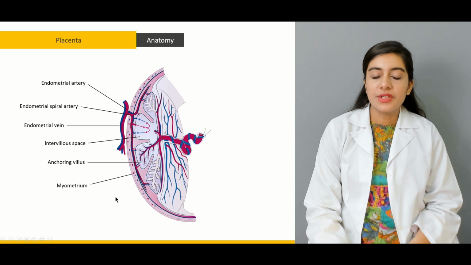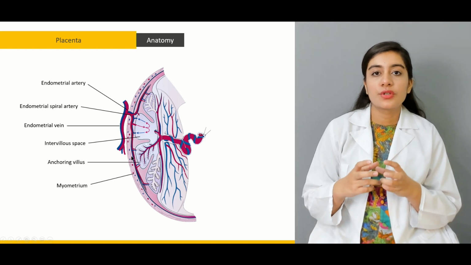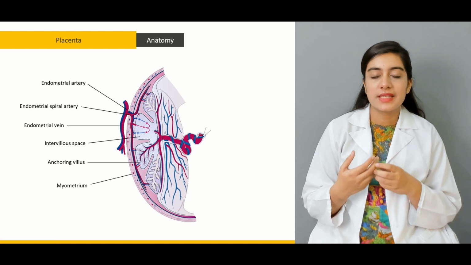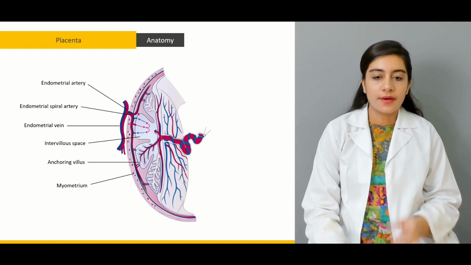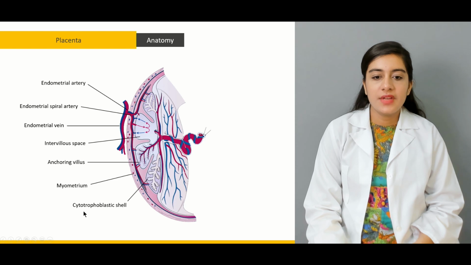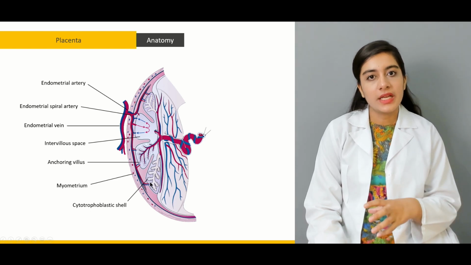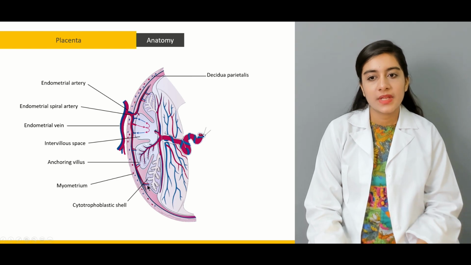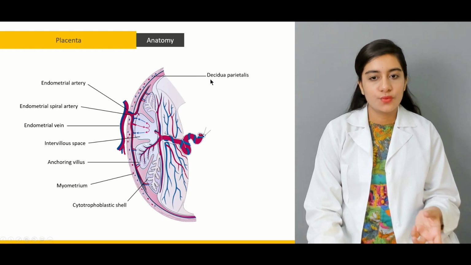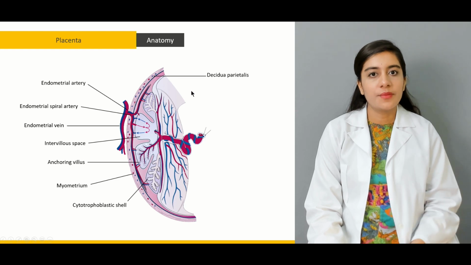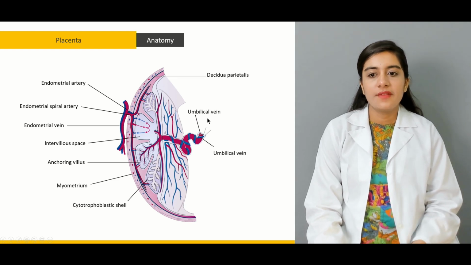Then we have the myometrium, basically the muscular portion of the endometrium, the muscle part. Then we have cytotrophoblastic shells that are covering the villi, and the decidua, the part that is facing the maternal area. Then we have the umbilical vein, the large one; this one is the umbilical vein.